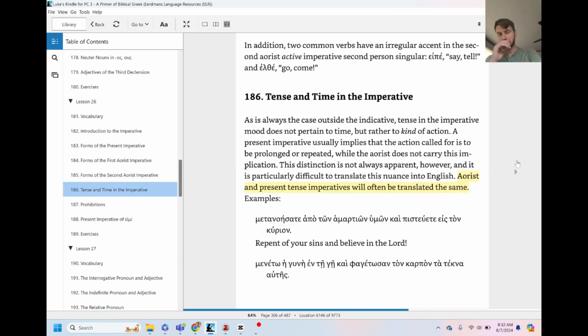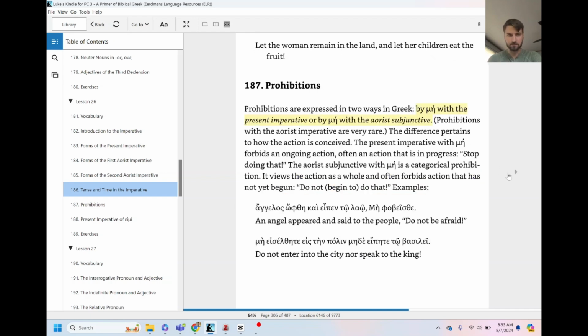Okay, then the question comes, how do you translate the difference between the aorist and the present? Notice how Croy says, the aorist and the present tense imperatives will often be translated the same. And I would say, as beginning students, I don't worry about translating them differently at this point. Often the present imperative is used for general commands, and aorist is used for more specific commands when you want a person to do a specific thing, where present would be used for, like, "don't steal," a general universal command. But I just wouldn't worry about it too much. Just translate it as a normal English imperative whenever you come across it.